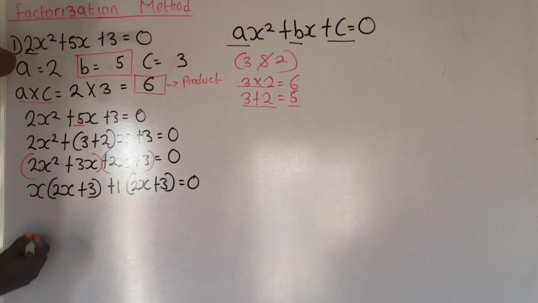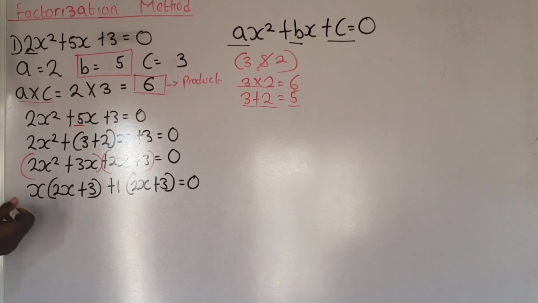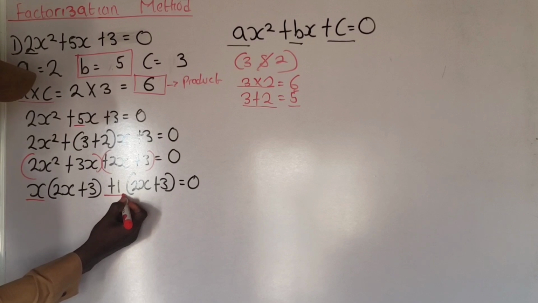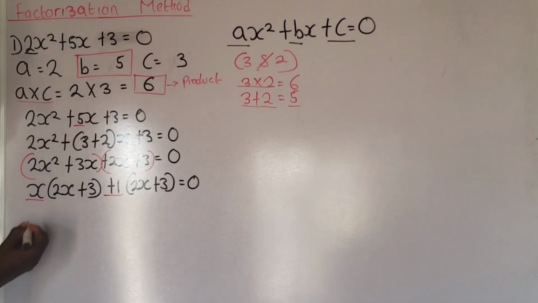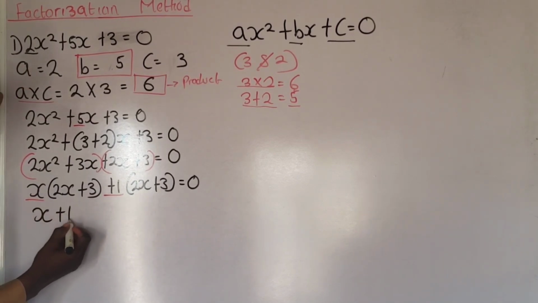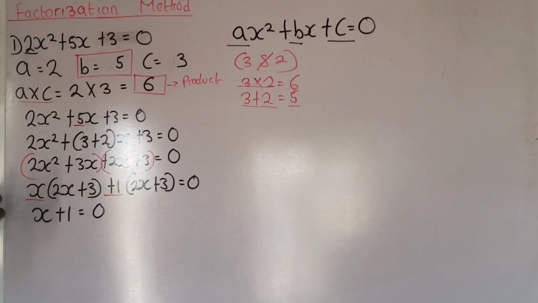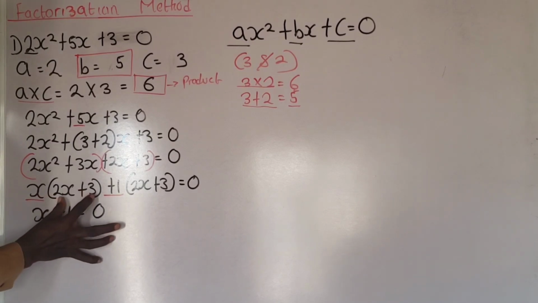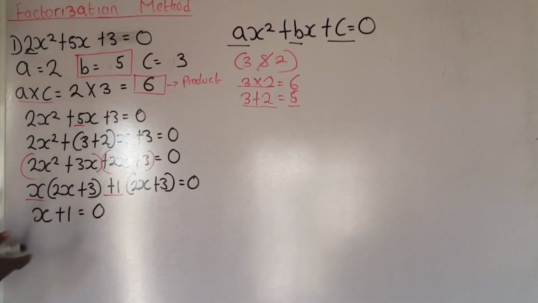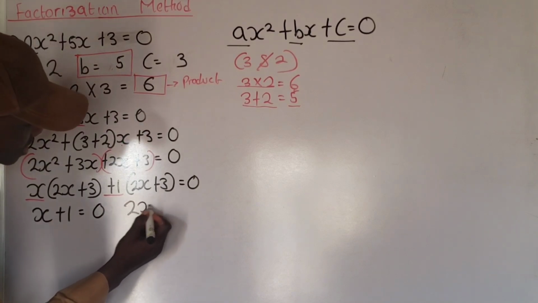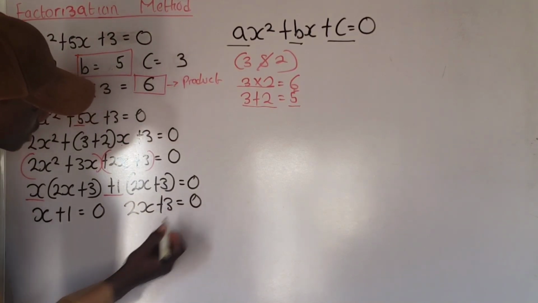This is outside the bracket. X is outside the bracket and this is also outside the bracket. So I'm going to add them together. I'm going to have x plus 1 equals 0. Then I'm going to take one of these brackets, 2x plus 3 or 2x plus 3. I'm going to take one. I'm going to set it equal to 0. You understand? Here I'm going to have 2x plus 3 equals 0 as well.